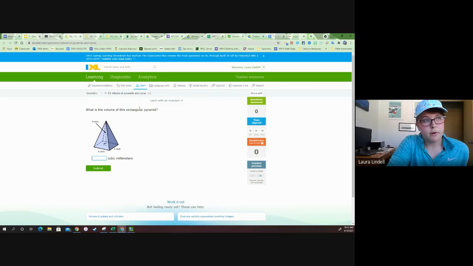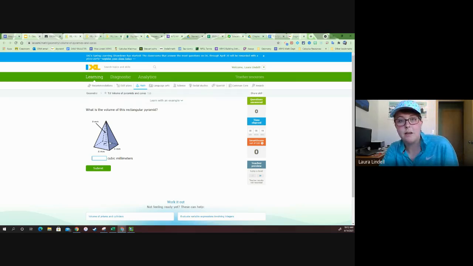So on this one, for the rectangular pyramid, we talked a little bit about how you could just go length times width times height divided by 3 if you want to. And that's probably what I would do here. Just go 6 times 6 times 9 divided by 3. And we would get 108 cubic millimeters.